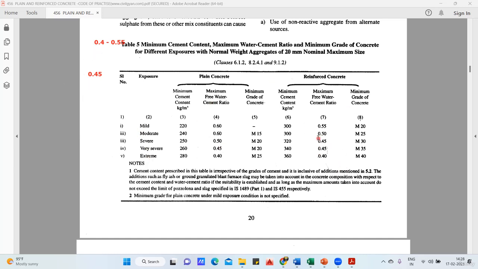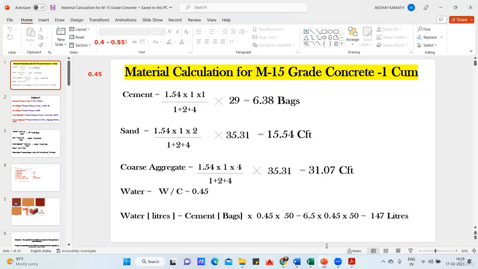From where I'm taking all these things. Good. So I'll go back to this now. That is why I've taken my water cement ratio as 0.45. So water divided by cement, let us consider it to be 0.45.